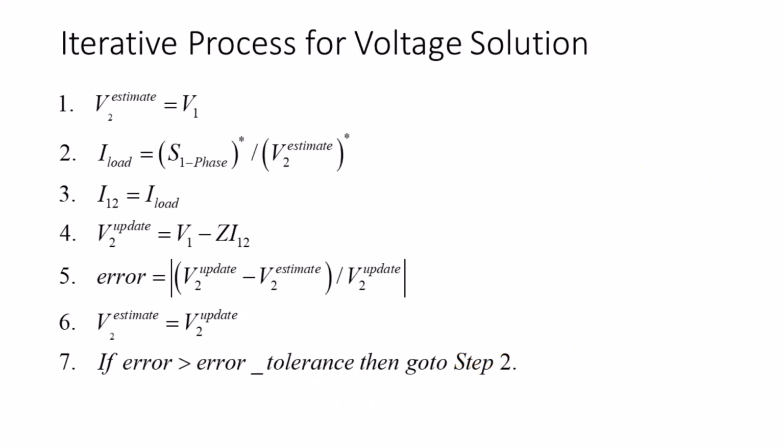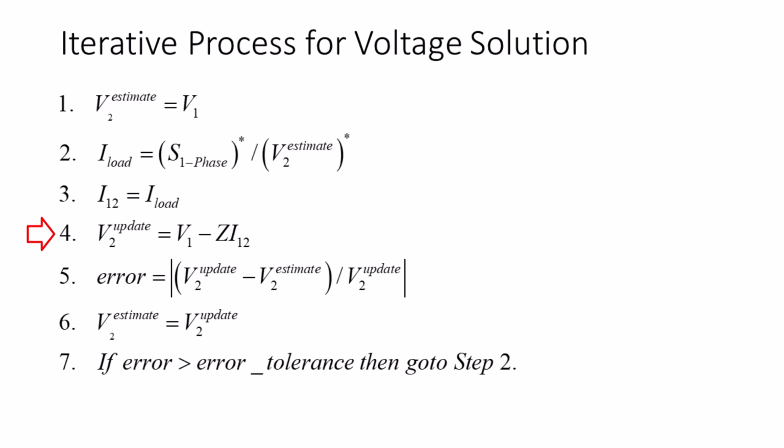There are many ways to formulate a solution to this set of nonlinear equations. What we will be using is what is sometimes referred to as a Gauss-Seidel technique. In this approach, we make an estimate of the load voltage and use this estimate to obtain the load current. Once we have the current, we can update the load voltage based on a new voltage drop across the line.